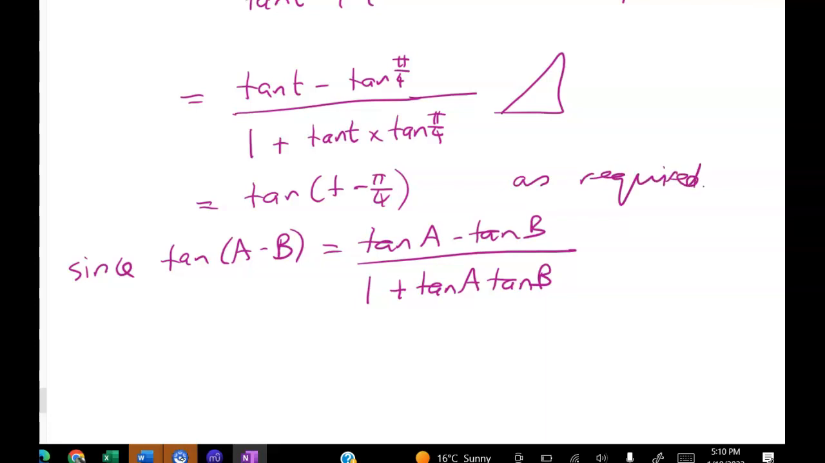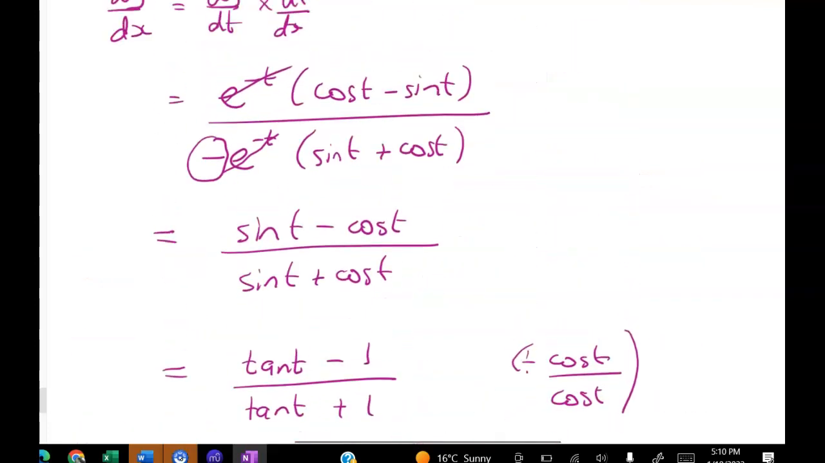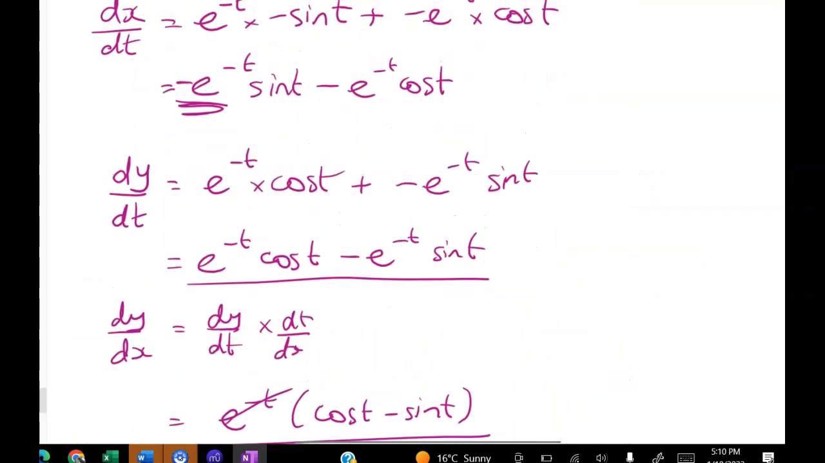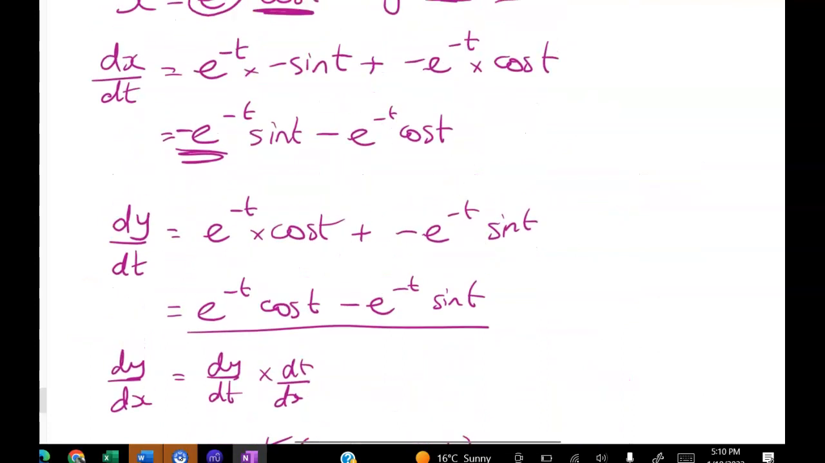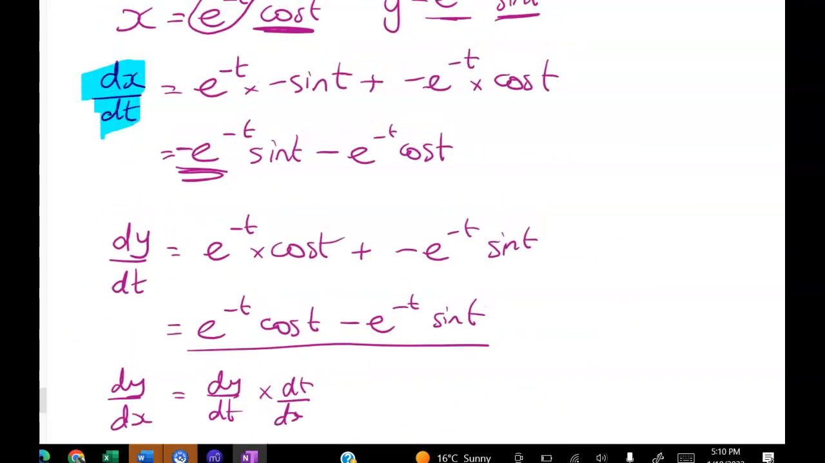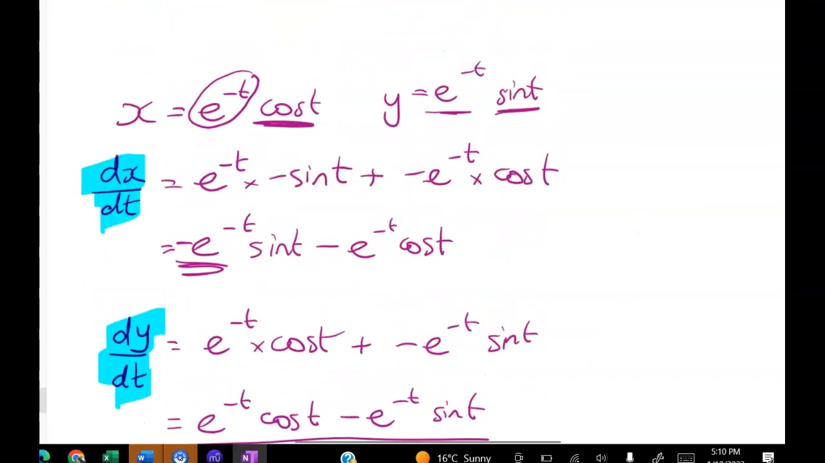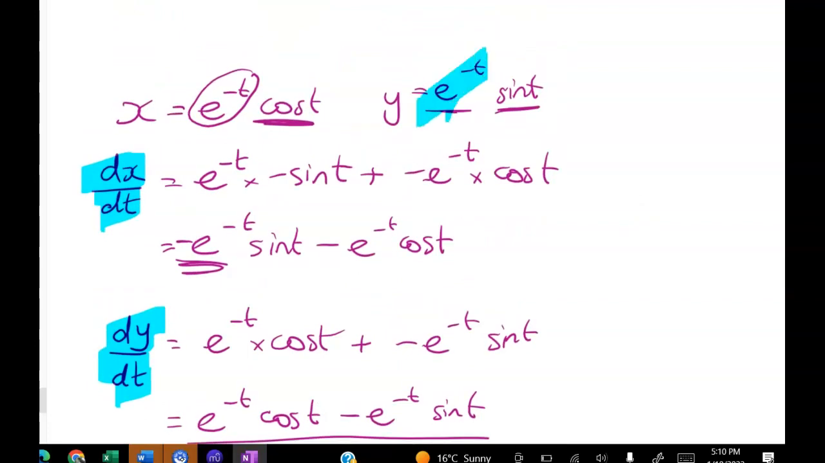So places where people went wrong in this one, well, some people did some pretty complicated things in the last part, but the biggest mistakes really were sign errors all the way back up here, or not using the product rule, or in a couple of cases not knowing how to differentiate exponential functions.